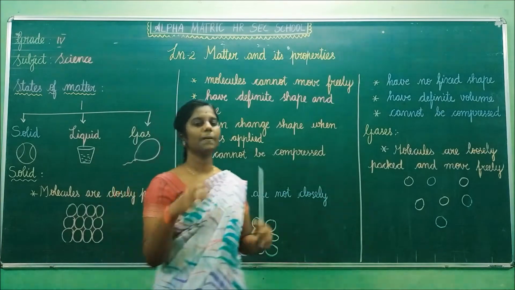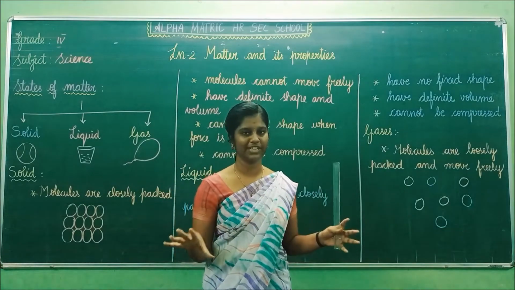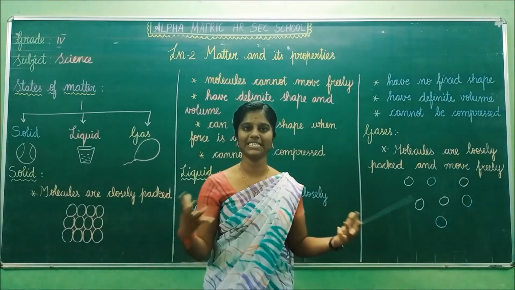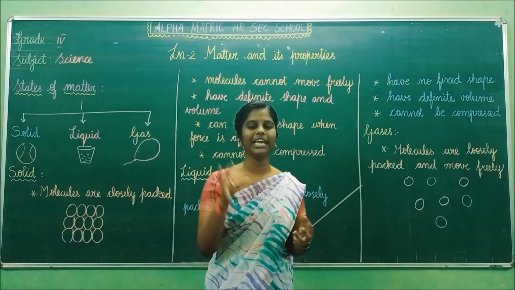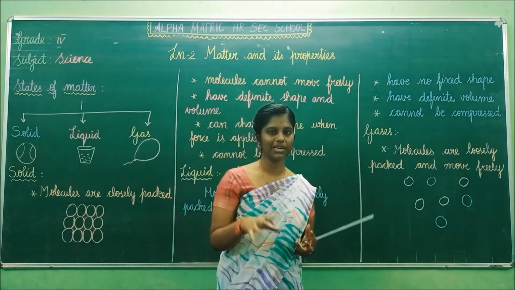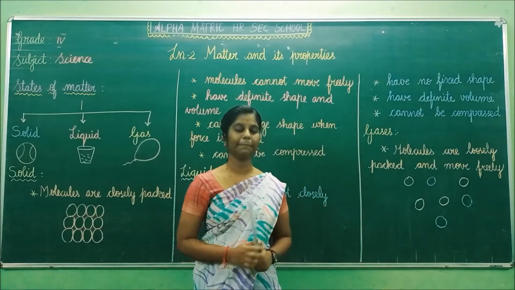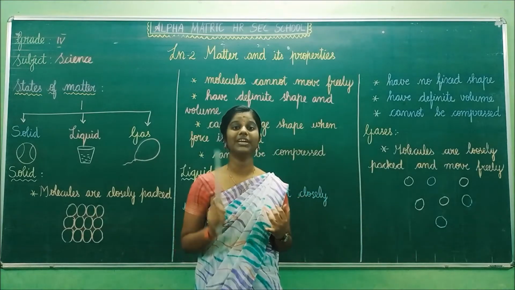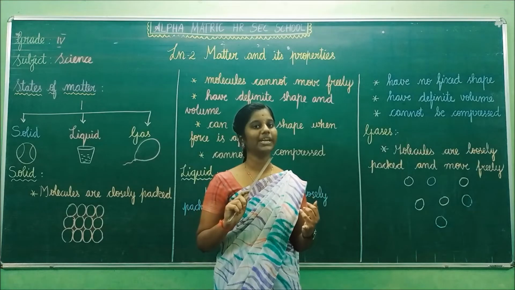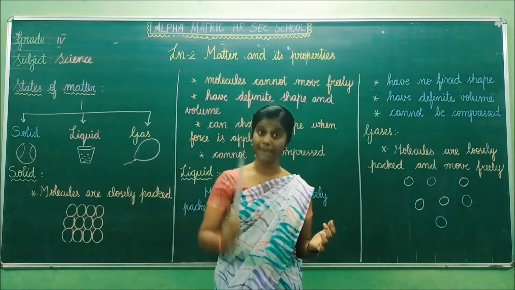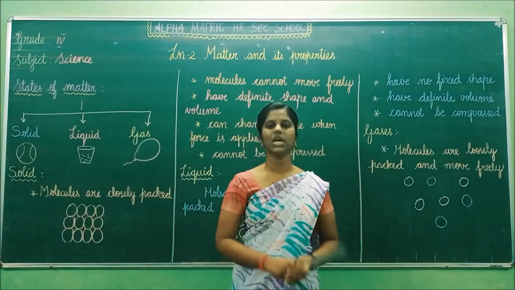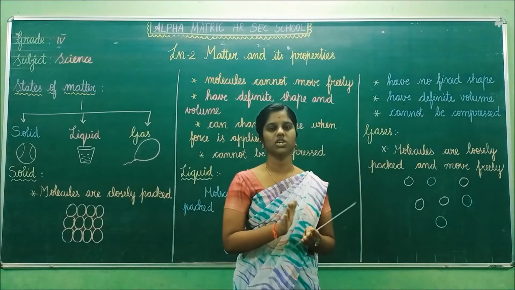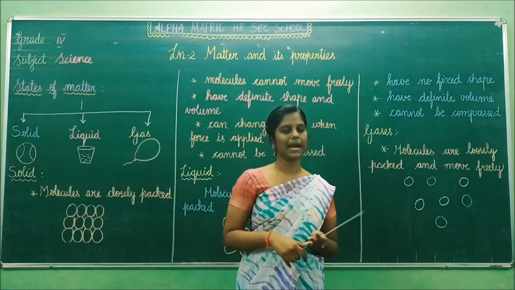Next point is liquids have no definite shape. There is no fixed shape for it, but it will adopt the shape of the container it is poured in. If you pour water in a water bottle, it will adopt its shape. But liquids have a definite volume. The last point is we cannot compress liquids.